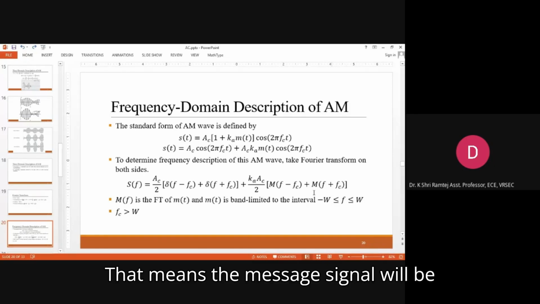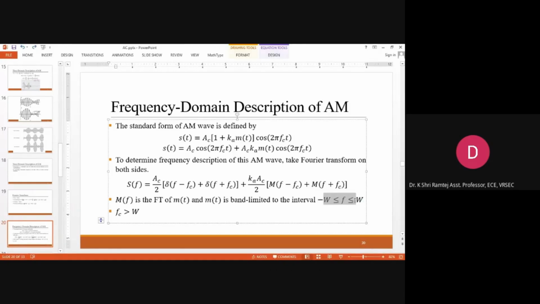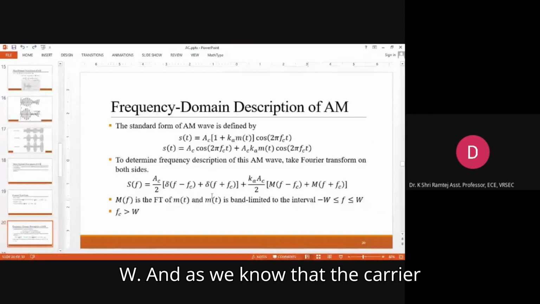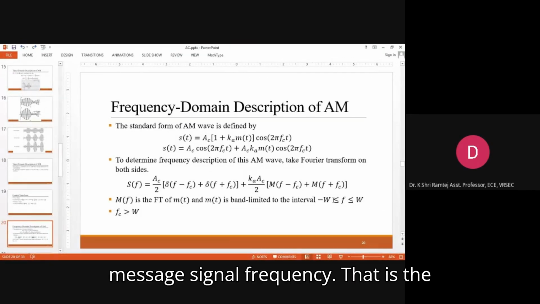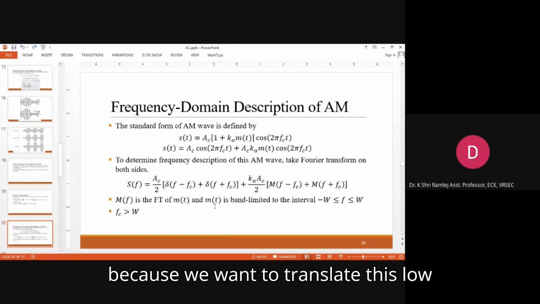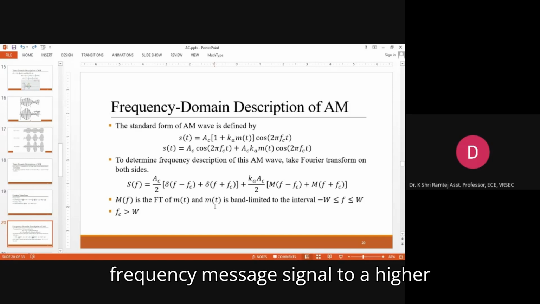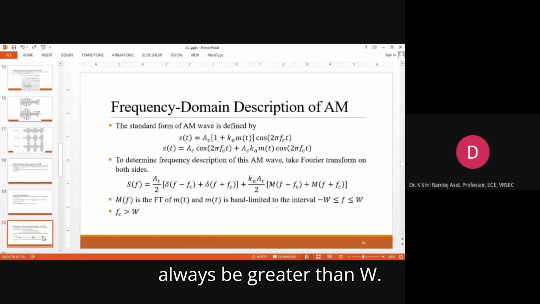That means the message signal will be occupying the frequencies from minus w to w, and as we know, the carrier frequency is always greater than the message signal frequency. That is the reason why we go for modulation, because we want to translate this low frequency message signal to a higher frequency. So the fc value will always be greater than w.